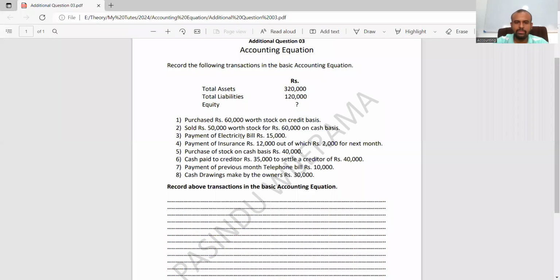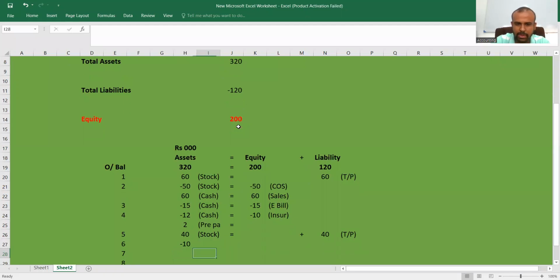What is next? Payment for the previous month electricity bill. Keep it in your mind. You paid this 10,000 for the previous month electricity bill. Read it again. Payment of the previous month telephone bill. So cash reduces. Anyway, there's a cash payment. And the previous month electricity bill you paid, then what will happen? By 10,000, accrued electricity bill.